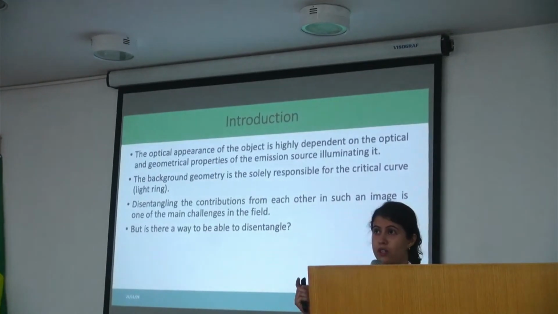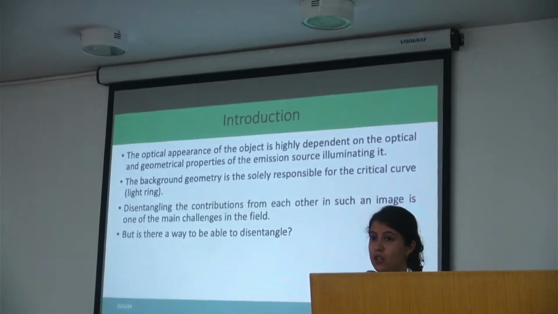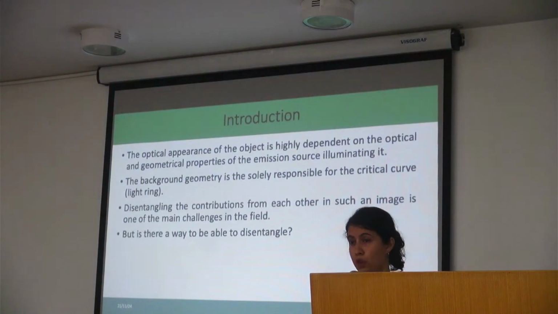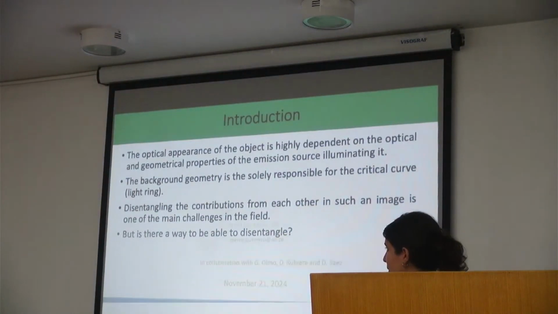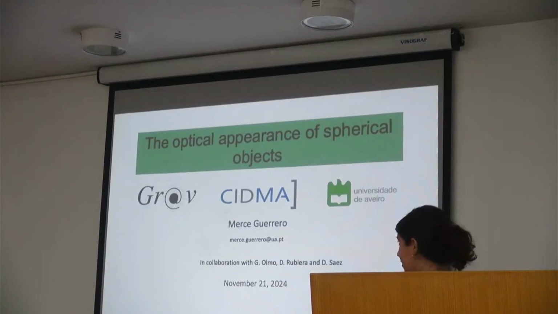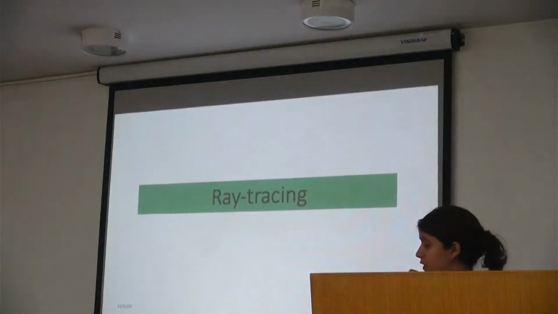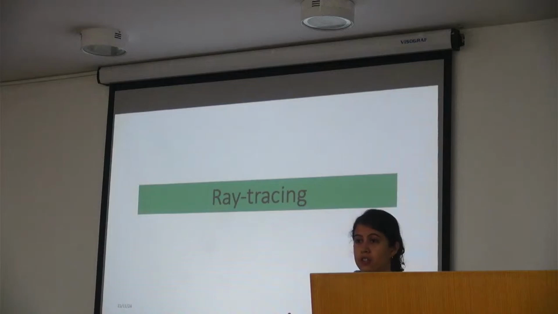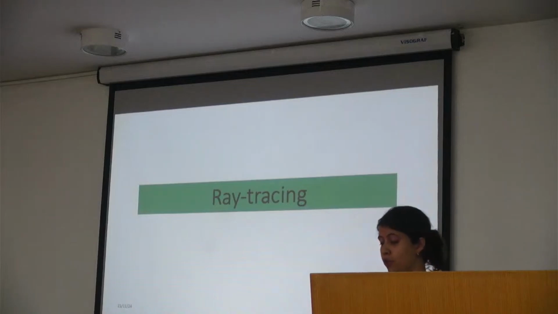For this, I'm going to present three objects, or three geometries, that we studied in several works with, sorry, I forgot to mention, Gonzalo Olmo, Diego Rubiera, and Diego Sainz. So the first thing is to study the geometry. Once we know the horizons and the light rings, what we do is perform the ray tracing, which was also discussed some moments ago.